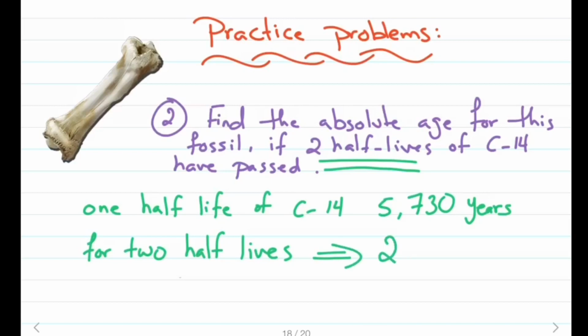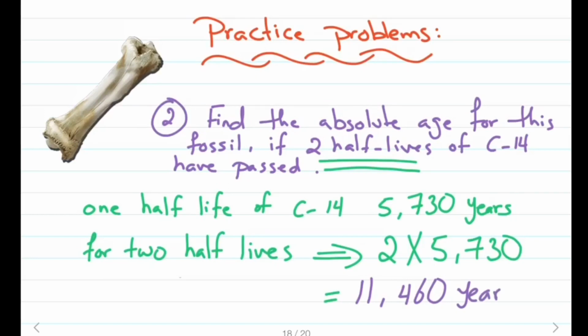Practice 2. Also find the absolute age for this fossil if it has two half-lives. So you just multiply 2 by the one half-life of carbon-14, which is 2 multiplied by 5,730 years. Just use the calculator and the answer will be 11,460 years old.